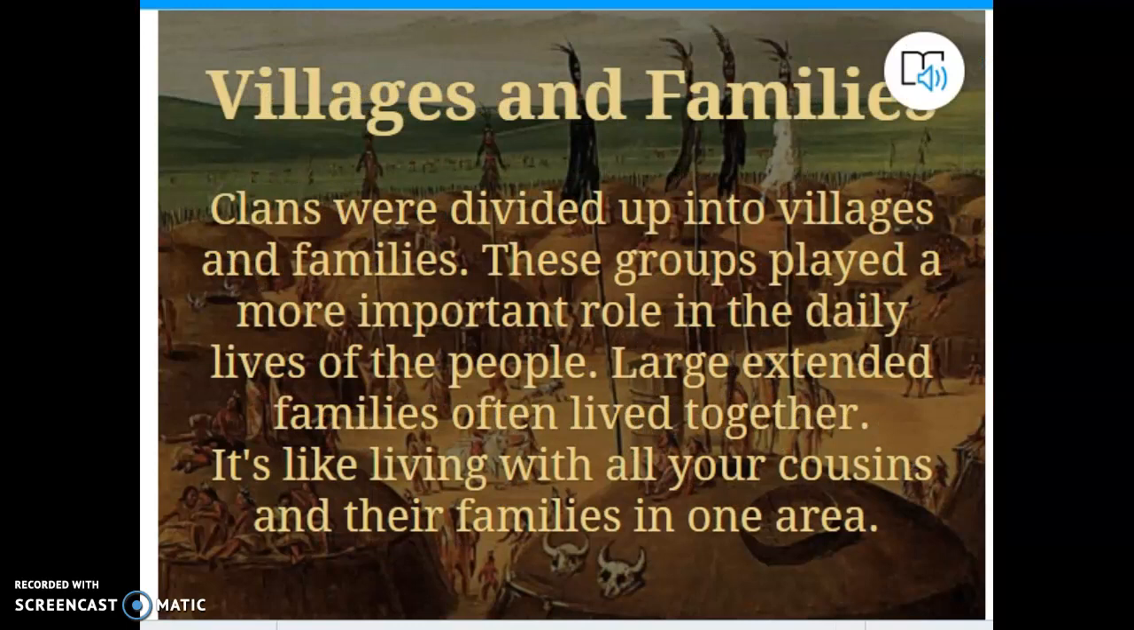Villages and families. Clans were divided up into villages and families. Remember, those clans were a whole bunch of people that were loosely related. But then we divided them into villages and families. These groups played a more important role in daily life. The clans lived in the same general area, and you may live close to some of your aunts and uncles and cousins. But the families were super close, and you might have large extended families. So you might live with all of your cousins in one small area. I'm not saying they all lived in the same house, but they might live in one small area.